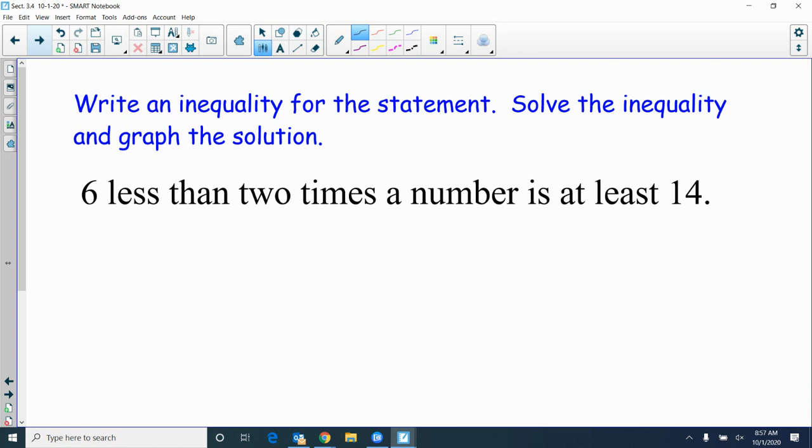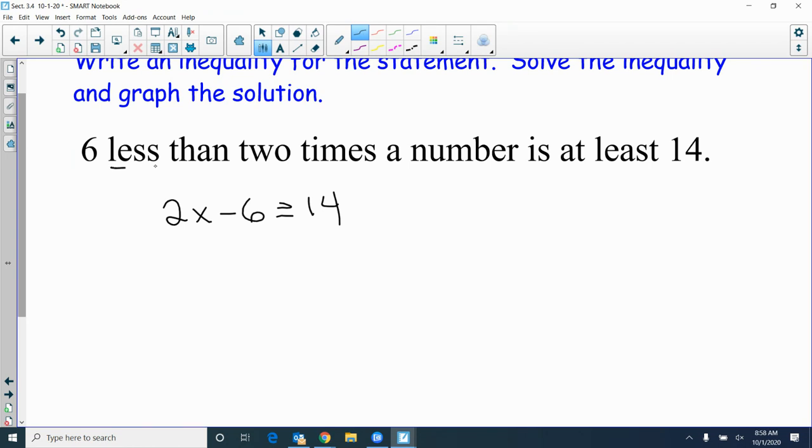Colin, what do you got? 2x minus 6 is greater than or equal to 14. I think I got it right. All right, greater than or equal to is at least. Greater than or equal to is at least. So yes, and then 2x minus 6, this is where that 'less than' we talked about comes in. It was good for the most part, just corrected a couple. That's where that order flips.